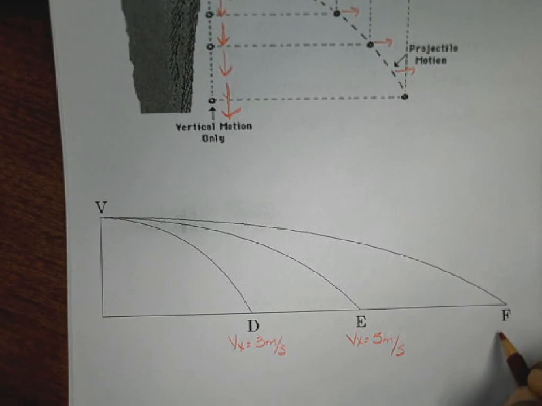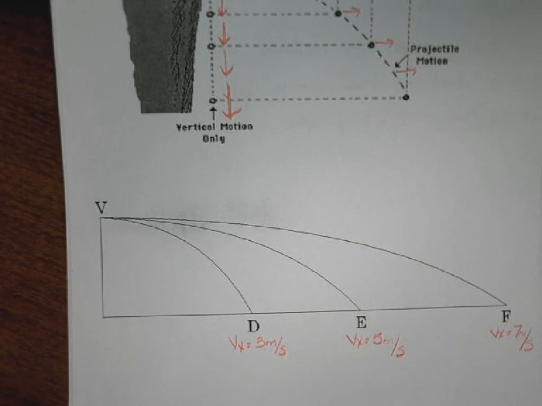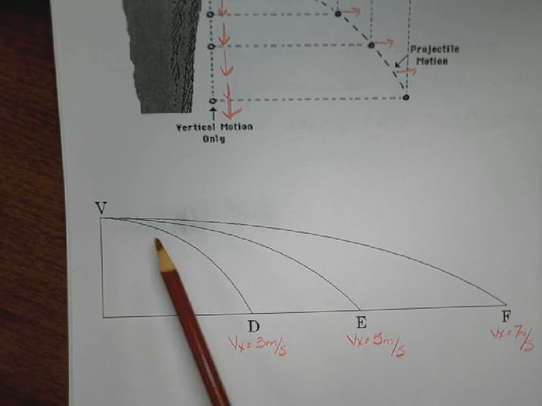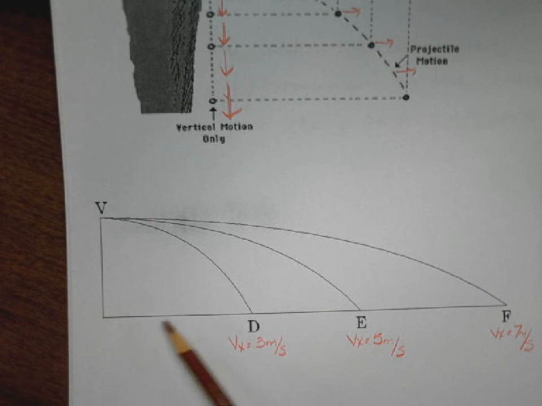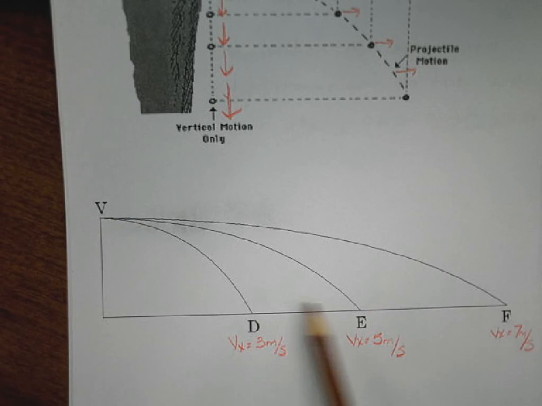And I launch this velocity here on the x at 7 meters per second. Now what most students think is that the faster you launch the projectile, the longer it stays in the air. That is not true. The faster you launch a horizontal projectile, the further away from the base it travels.